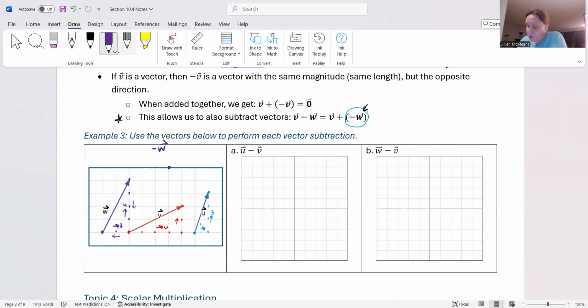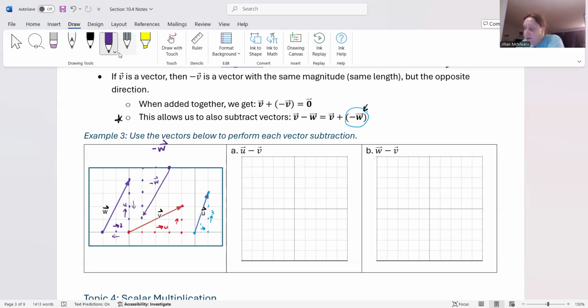We're going to go to the left 1, 2, and then we're going to go down 1, 2, 3, 4. So this is the vector negative W, okay? Notice it has the same magnitude as W, it has the same length, it's just going in the opposite direction, okay? So let's keep that in mind because we're going to use that kind of idea with our subtraction here.